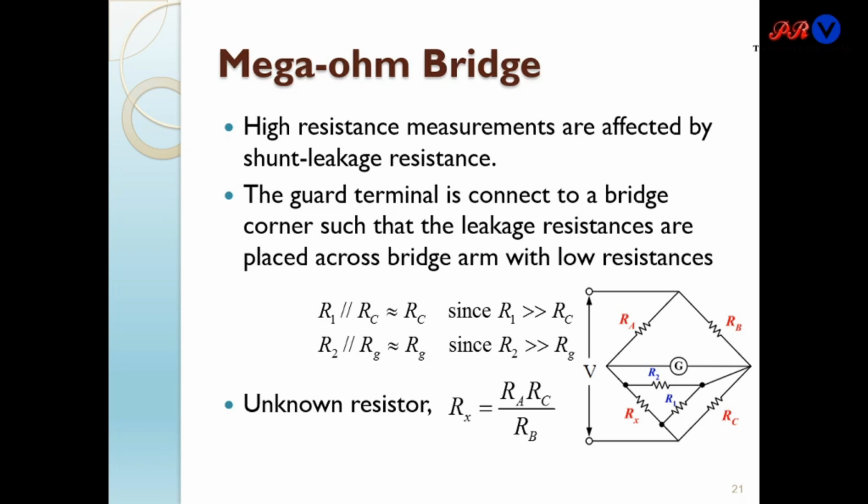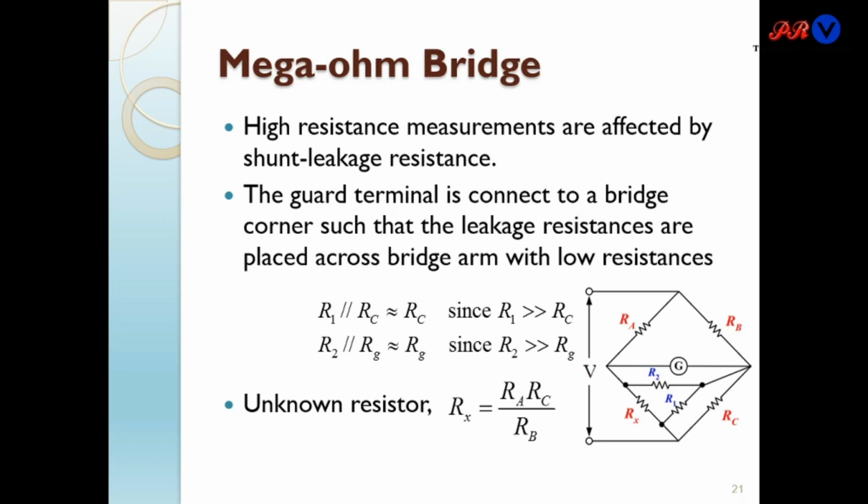Next bridge is the mega ohm bridge. As the name suggests, it is used for finding the value of very high resistances, of the order of mega ohms. High resistance measurements are affected by shunt leakage resistance. So what will be the problem with measurement of high resistance? In case of high resistance, we must include the effect of insulation of the resistance or insulating material.